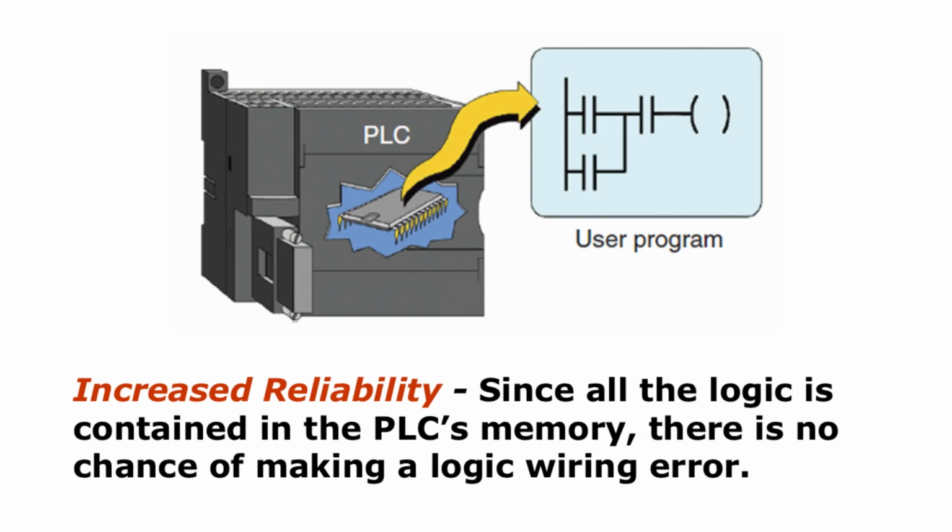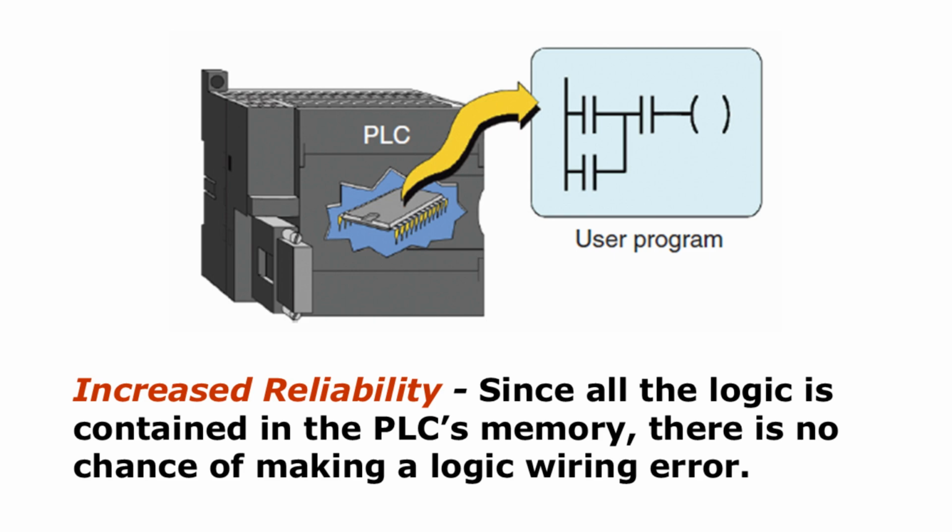In traditional relay systems, every function depended on hardwiring. The more wires and relays, the higher the chance of a wiring mistake. If one wire was misplaced or a connection failed, the entire system might not function as intended. With a PLC, the control logic is stored in the program memory. This eliminates wiring errors in the control logic itself, because the program instructions take the place of dozens or even hundreds of physical relay connections.